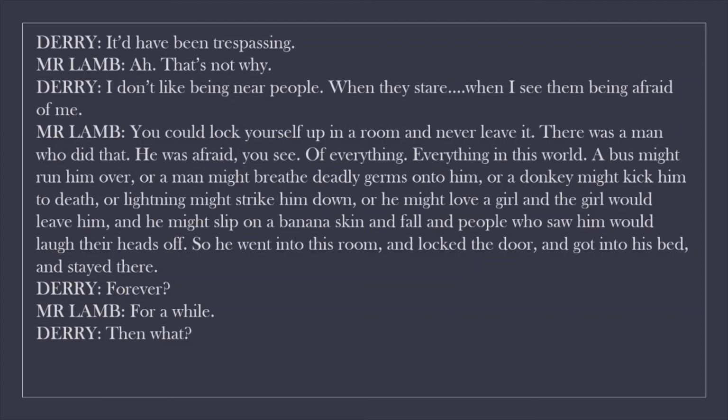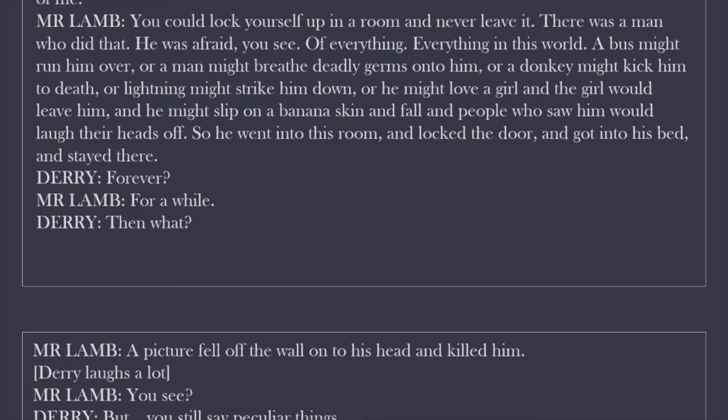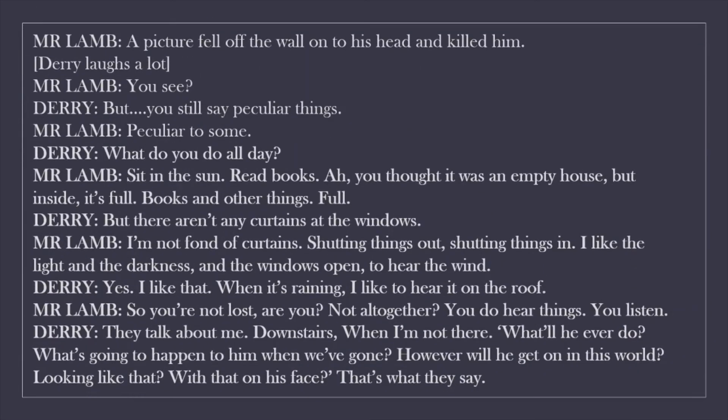Derry surprisingly asked Mr. Lamb if he locked himself forever. Mr. Lamb replied that no, he did so for a while only, as he could not escape death. Derry asked him what happened next. Mr. Lamb then continued, and he said that a picture fell on his head from the wall and he died.